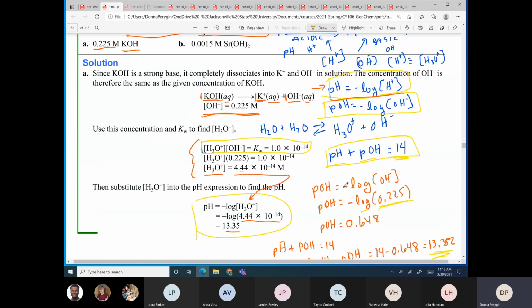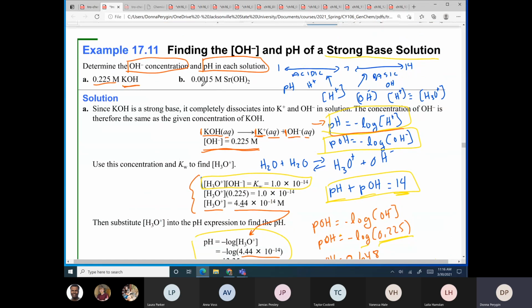Now let's solve part B of the problem, which says 0.0015 molar strontium hydroxide solution. Okay, and so let me just run down to where I have this.